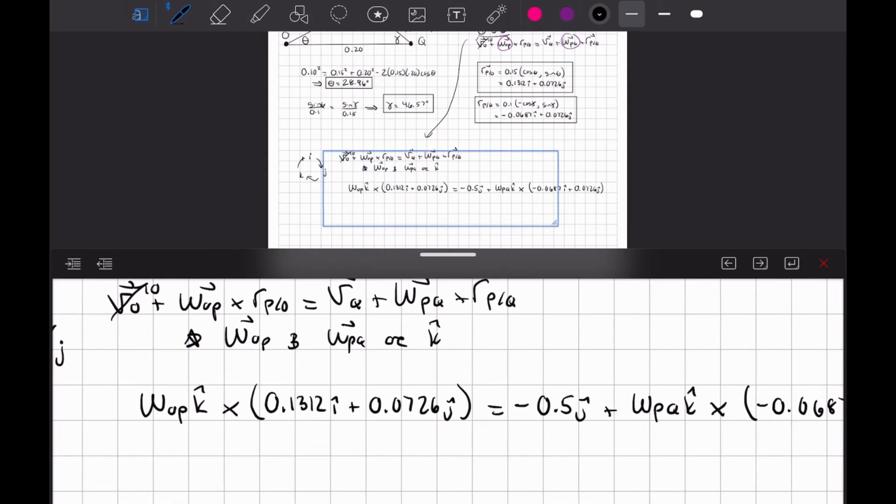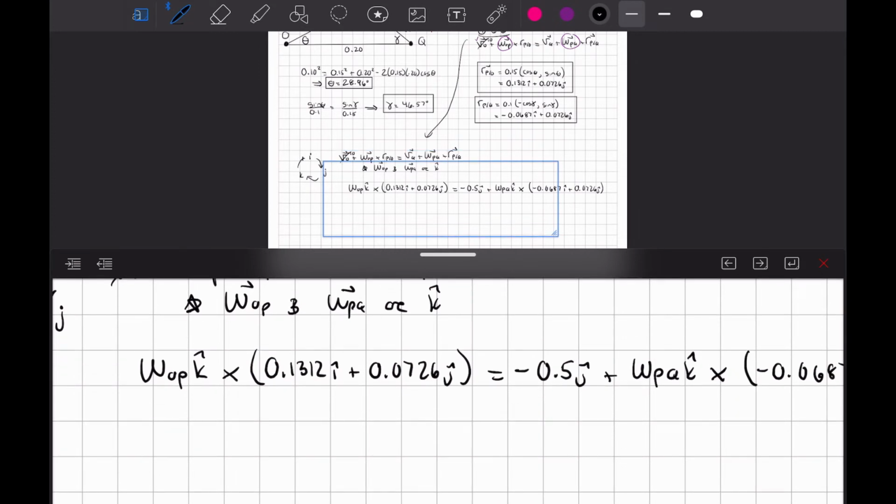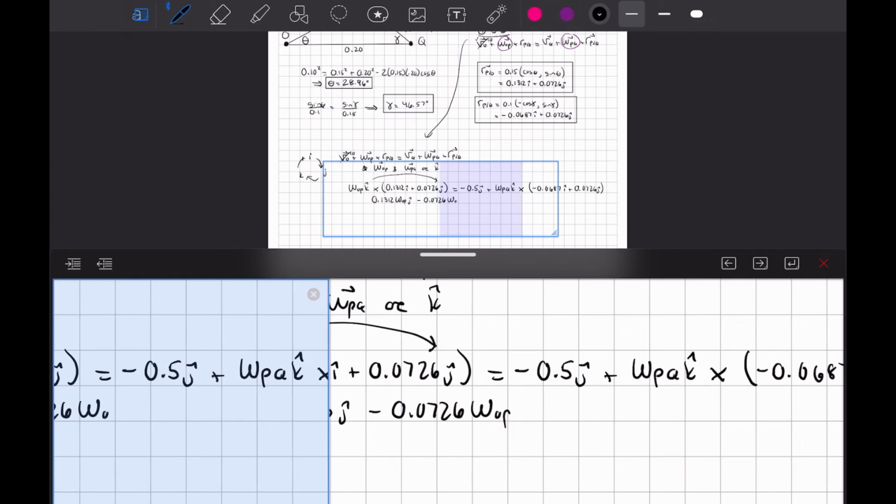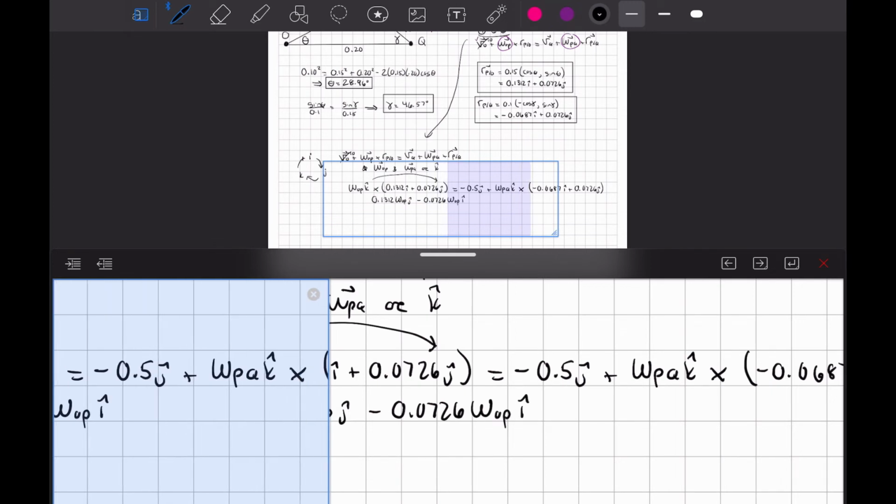Okay, now we will just do our cross product. So we have k cross with i. It's going to give us positive j. So we'll have 0.1312 omega OP j hat, and then k cross with j is going to give us negative i hat. So we'll have negative 0.0726 omega OP i hat.